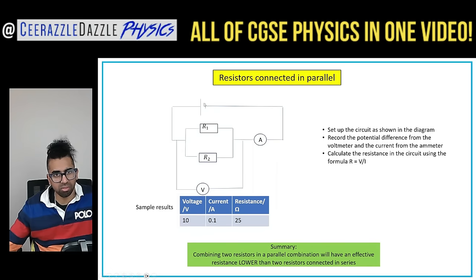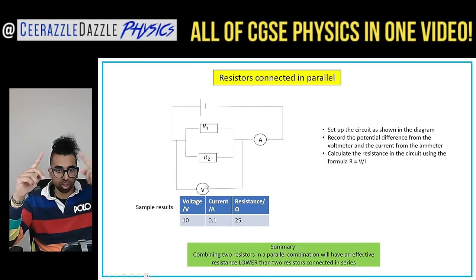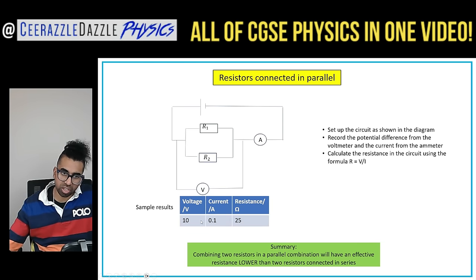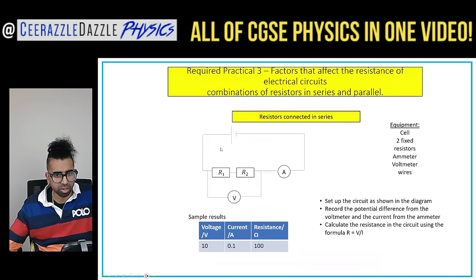So you take the cell, then you have R1 and R2, and the ammeter returning back again. You put the voltmeter around the parallel combination. You record the voltage again and the current again, and you work out the resistance by doing V divided by I. Notice the resistance will be 25. So obviously there's less resistance when they're in parallel compared to when they're in series.